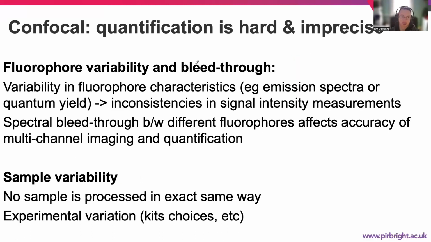We also need to consider the fluorophore variability and bleed through as well. Things like their emission spectra or quantum yield may give inconsistency in signal intensity measurements. We may also get spectral bleed through between different fluorophores, which affects multi-channel images. Samples vary, we know that, and therefore comparing between different experiments is a challenging process.